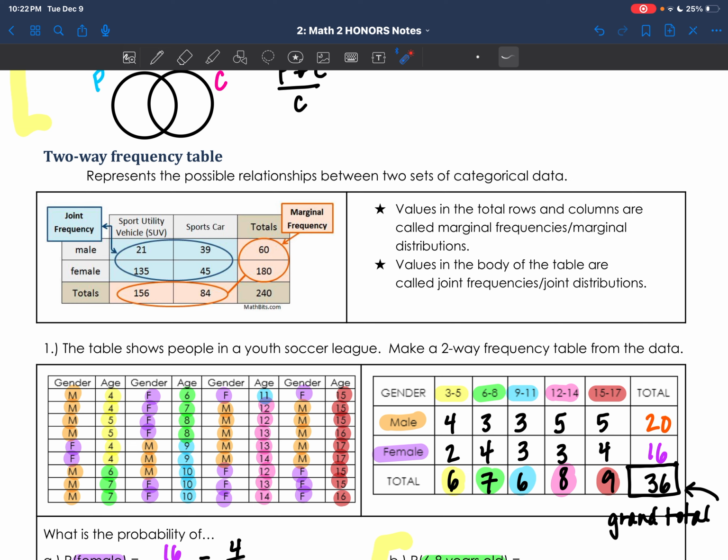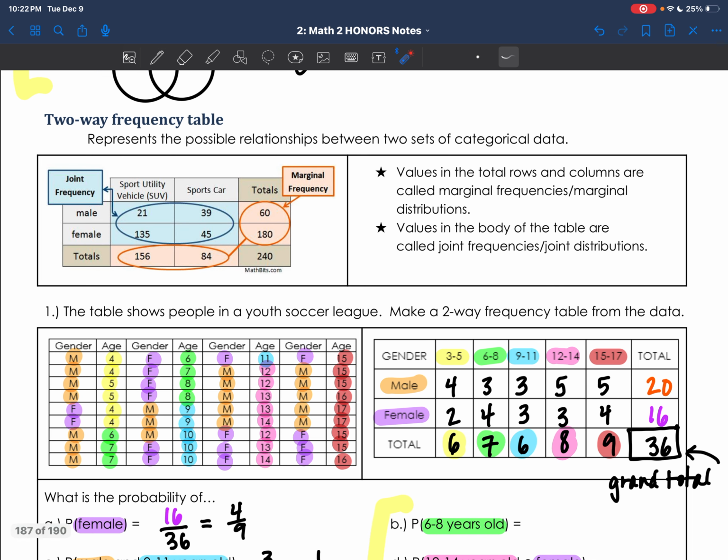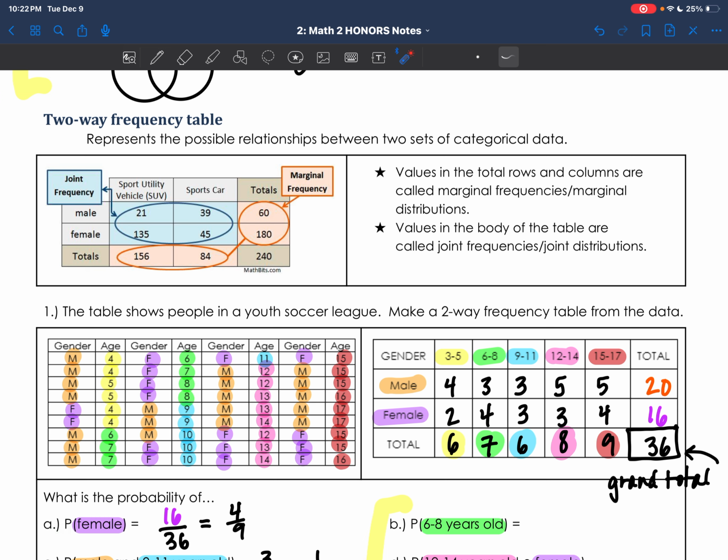Okay? All right. So this looks crazy down here. I was just kind of color coding as I was filling out this information. But the table shows people in a youth soccer league, make a two-way frequency table. So all I did is I just went through and I counted how many males. And so I knew that I should have 20 total because I counted those. And then I broke it down. Okay, how many males are between 3 and 5? So I knew that I've got 1, 2, 3, 4, which is right here. And for females, I've got right here.